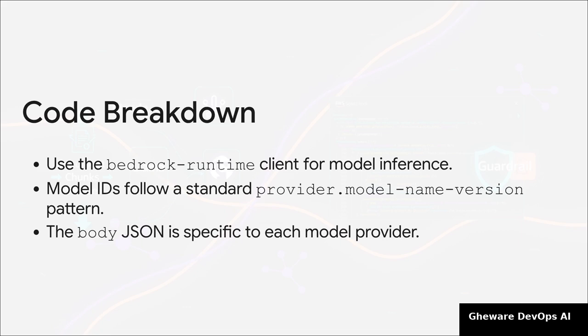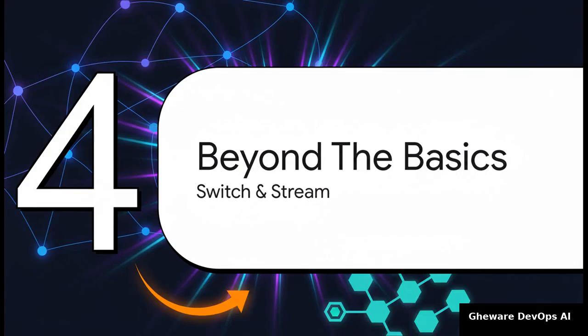This JSON object is going to be different for each model family. Claude, for instance, uses a messages array. You just called Claude from Python.